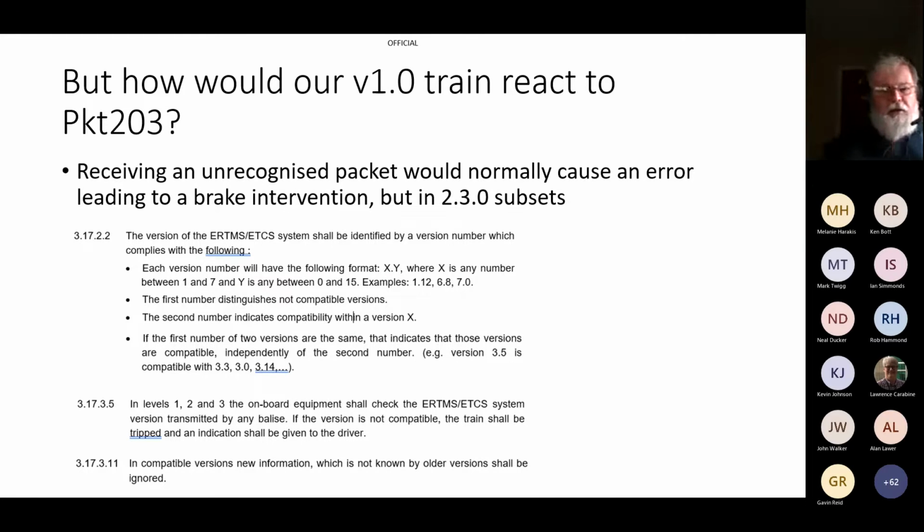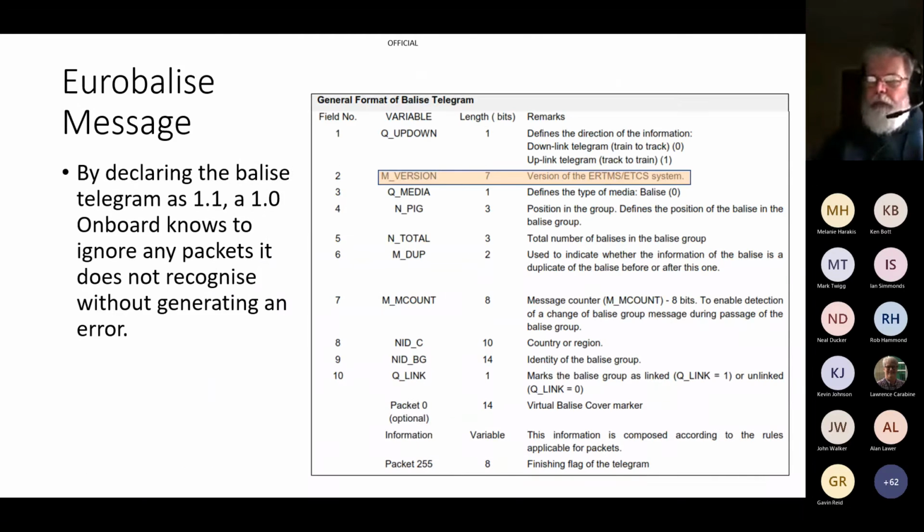Now, I guess at this point you probably do want that packet of aspirin because it does get quite complicated. How's that achieved? Well, in the Balise telegram, in the header, we can include the version of the ETCS system to which the Balise group is working, and we can put in 1.1 instead of 1.0, and that will tell the onboard to ignore any of those packets.